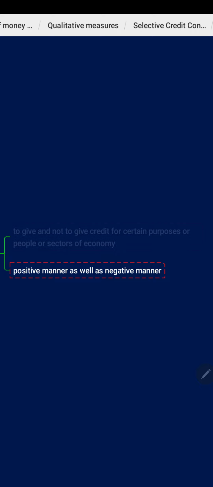For example, if it is some tobacco industry, they can charge a high rate of interest. So this way, either the person will not take a loan, or if he takes a loan, he will be paying a very high rate of interest. So this is what is selective credit control.